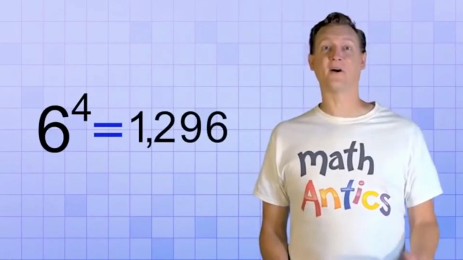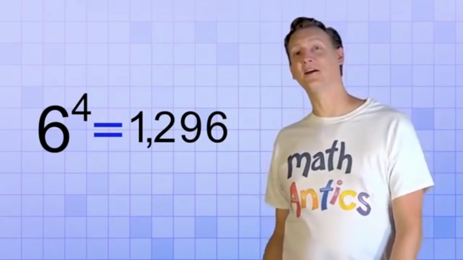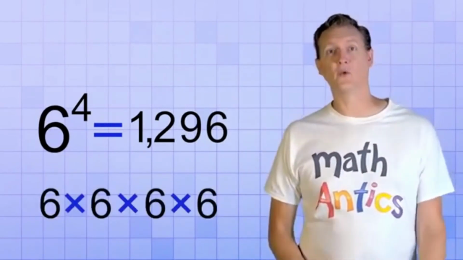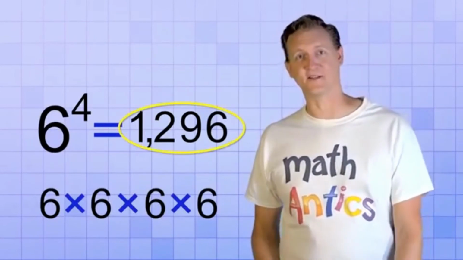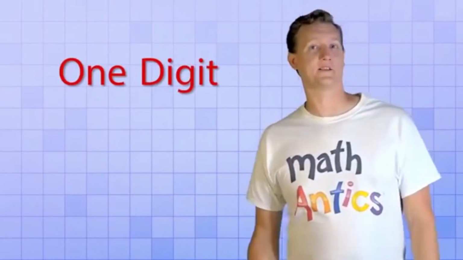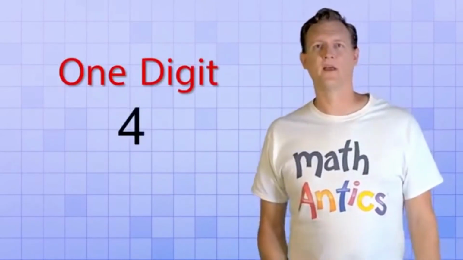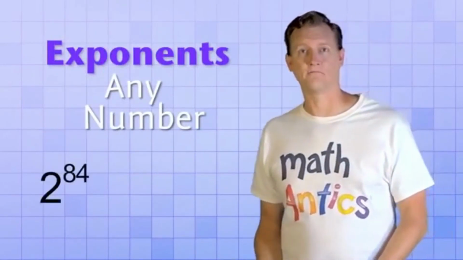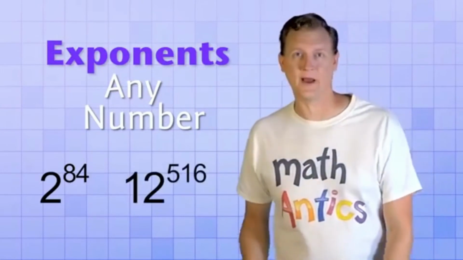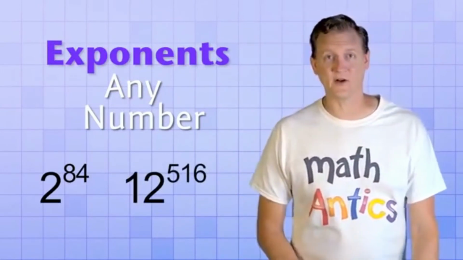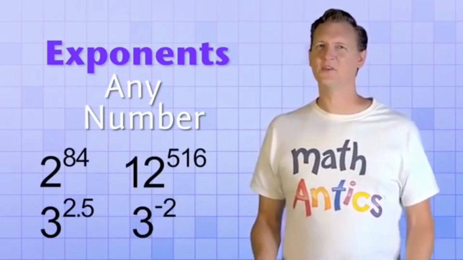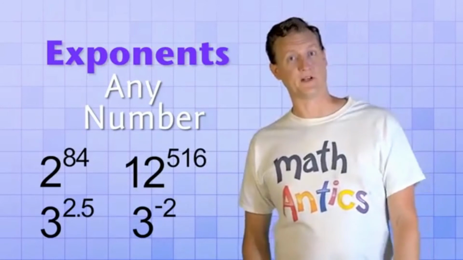Now all you have to do is hit the equal sign to get the answer, which is 1,296. Wow! As you can see, knowing how to do that with a calculator saved us a lot of work. And now we know that 4 6's multiplied together will be 1,296. In the examples we've seen so far, we've only had simple one-digit exponents, like 2, 3, or 4. But exponents can be any number. You could have 2 to the 84th power, or 12 to the 516th power. In fact, as crazy as it sounds, you can even have exponents that are decimals or negative numbers. But we'll save advanced exponents like that for future videos.